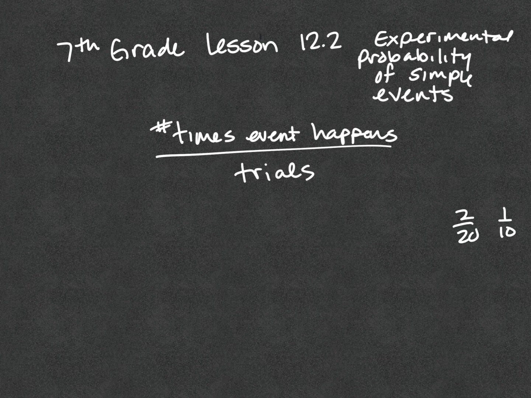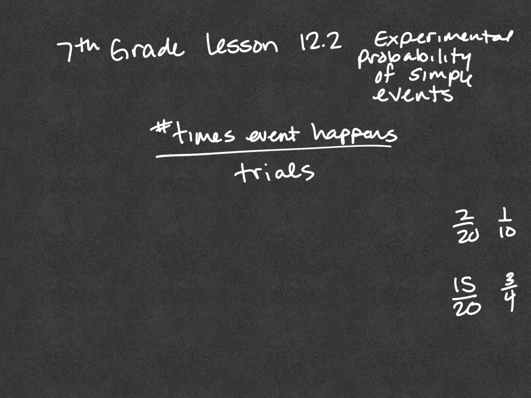If it landed on its side 15 times out of the 20 times that I flipped it, then the experimental probability of that happening is 15 out of 20. 15 times it landed on its side out of the 20 I tried. Reduced, that would be 3/4. 3/4 of the time it landed on its side. And the rest of it would be how many times it landed open side down. So experimental probability is just what you get out of your experiment. What were the chances of that happening based on your experiment?